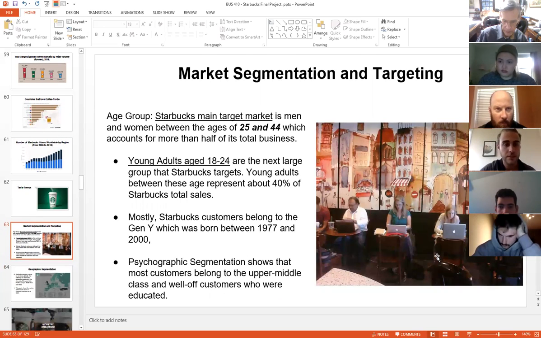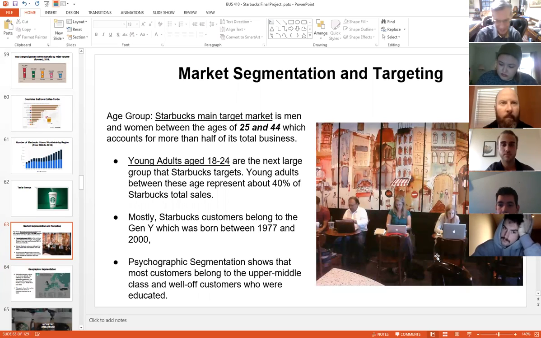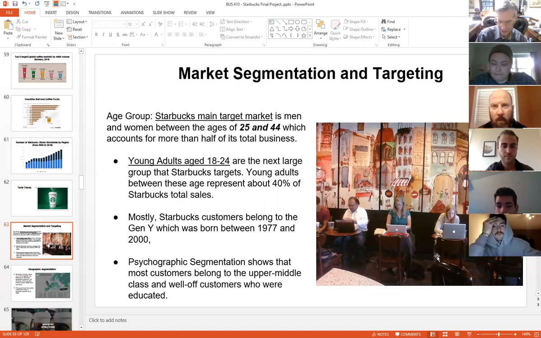Taste trends. Okay, so here we're going to talk about the market segmentation and targeting of Starbucks. As mentioned before, it is between the ages of 25 and 44. Adults between the ages of 18 and 24 represent about 40% of Starbucks total sales. Mostly the Starbucks customers belong to Gen Y, which was born between 1977 and the year 2000. Psychographic segmentation shows that most customers belong to the upper middle class and wealthy customers who were educated and have a steady income. And that's what we were saying back there with Abel's model.